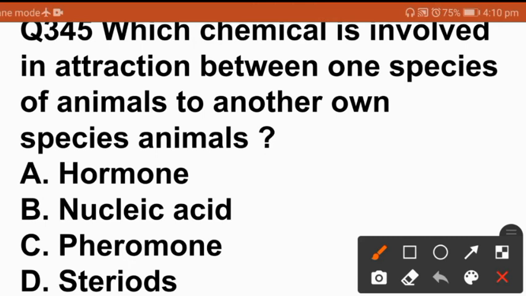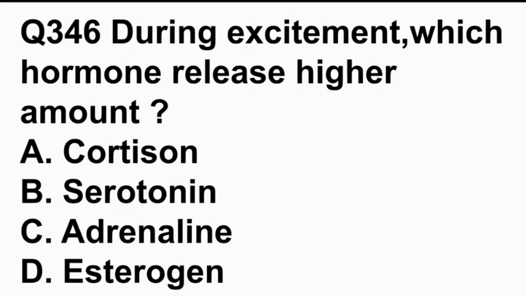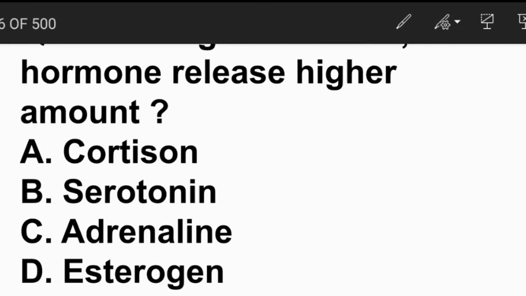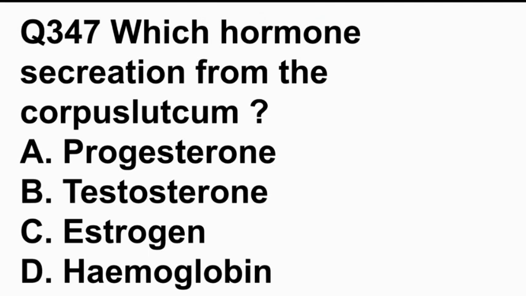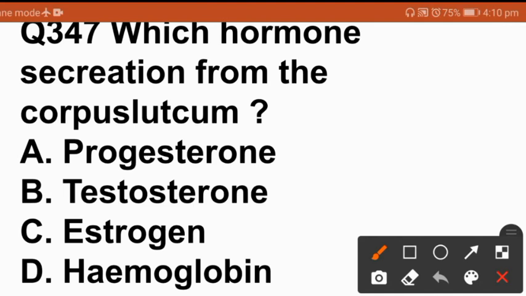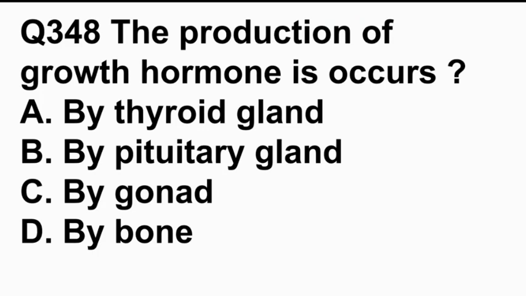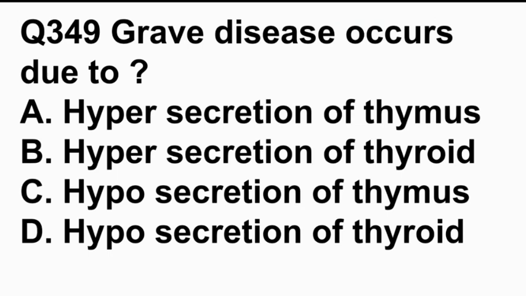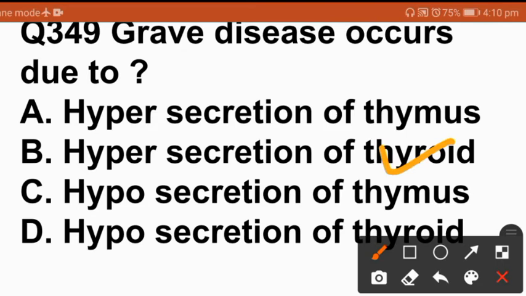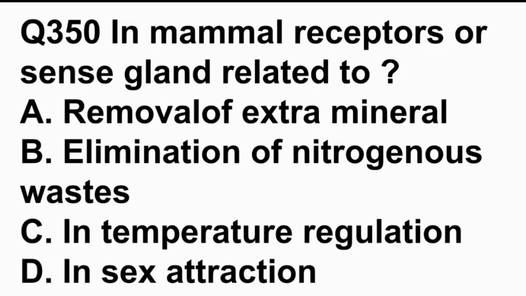Which chemicals is involved in attraction between one species of animals to another own species animals? C. Pheromone. During excitement, which hormone release higher amount? C. Adrenaline. Which hormone secretion from the corpus luteum? A. Progesterone. The production of growth hormone occurs B. By pituitary gland. Grave disease occurs due to B. Hypersecretion of thyroid.